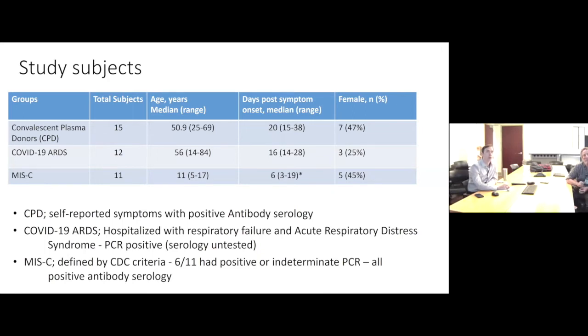You can see here the age ranges for the different clinical phenotypes, with obviously the children being much younger. And then we're showing here the days post-symptom onset, as defined in the convalescent plasma donors and the ARDS subjects, as the first symptom associated with primary infection. In the children, those symptoms were associated with the MIS-C syndrome, which was distinct from the presentation of the adults.